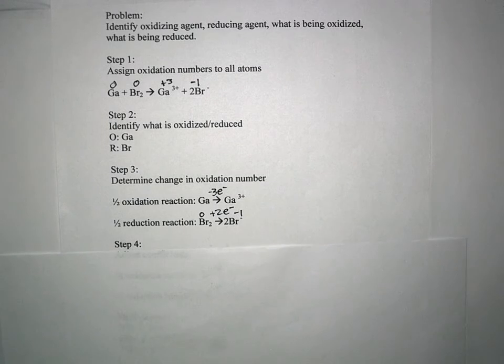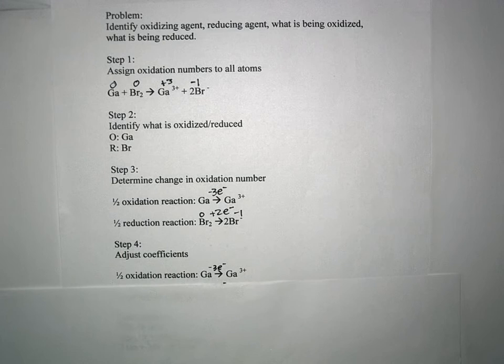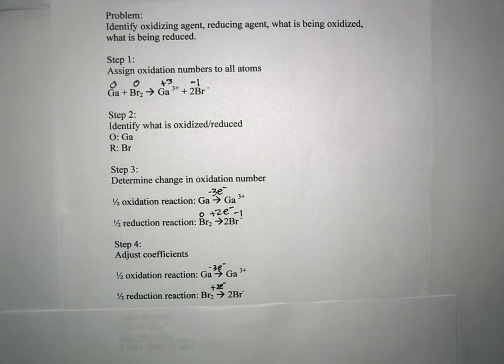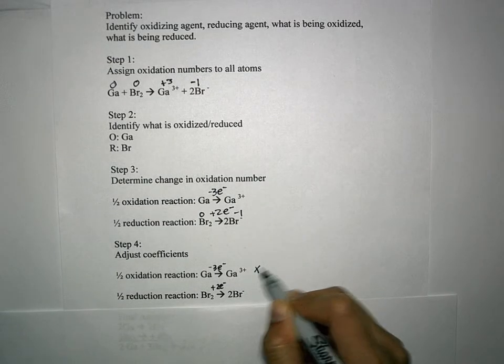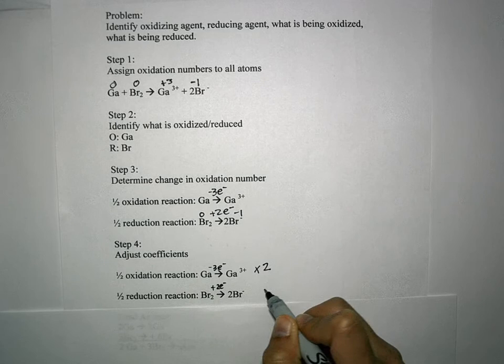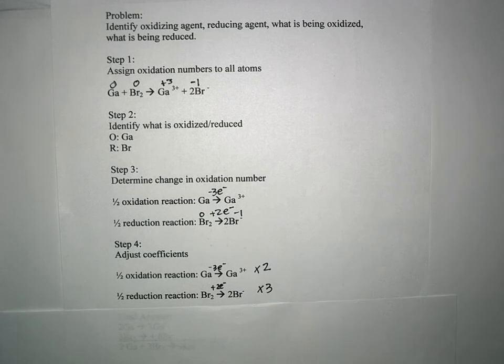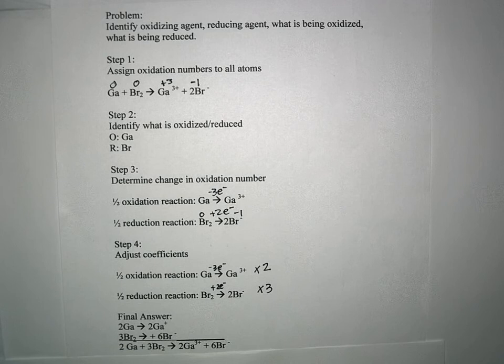For step 4, you need to adjust the coefficients. Note that in order for the equation to make sense, electrons transferred must be equal. So we are going to multiply the first equation by 2 and the second equation by 3. So after multiplying, this is our final answer.